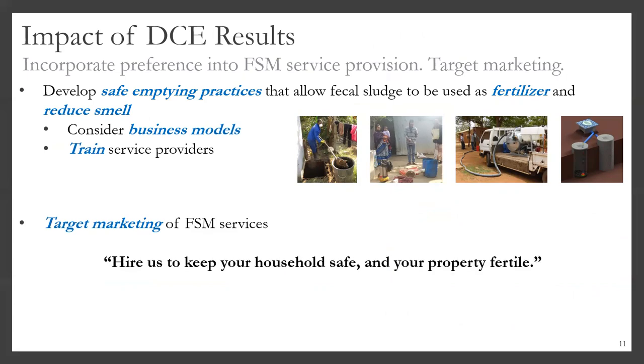For example, a slogan like "Hire us to keep your household safe and your property fertile" is likely to be more effective than something like "Our service is fast and discreet." So this is an example of customer segmentation that gives us a lot of information about what people value about a particular service, fecal sludge management services in this case. And then we would actually go out and see if these had effects in terms of the actual marketing here.